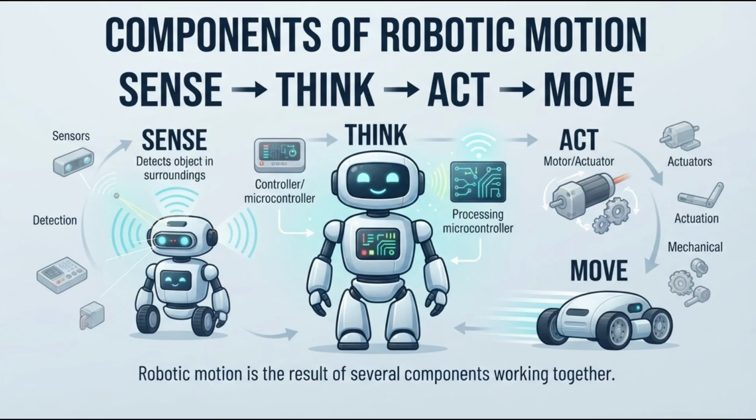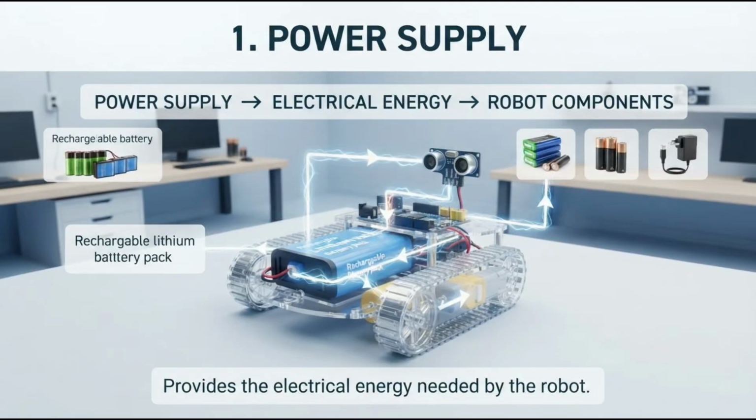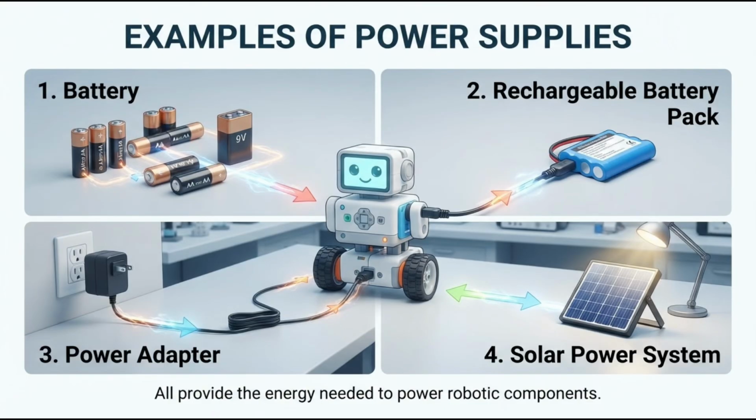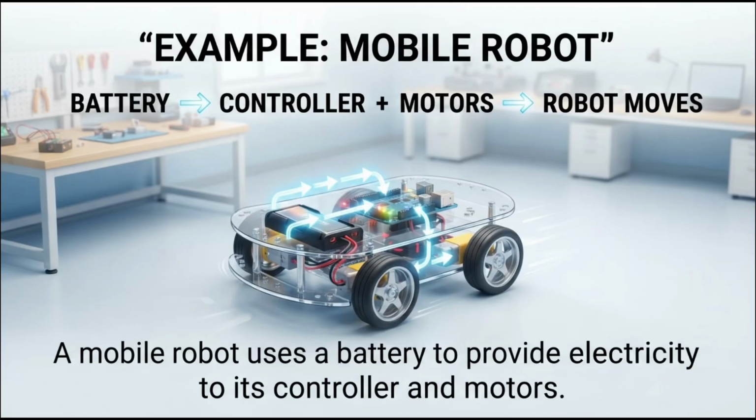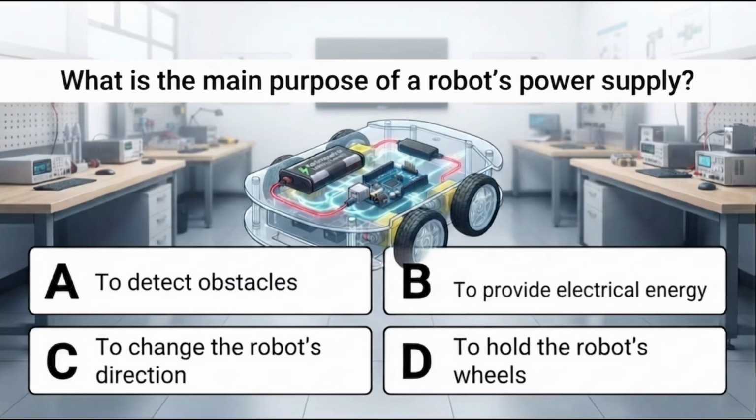Let's examine each component. 1. Power supply. The power supply provides the electrical energy needed by the robot. Examples include batteries, rechargeable battery packs, power adapters, and solar power systems. Without sufficient power, the robot's motors, sensors, and controller cannot operate properly. Imagine trying to run a robot without energy. Nothing happens. It is like trying to use your phone with a completely dead battery. No power, no action.